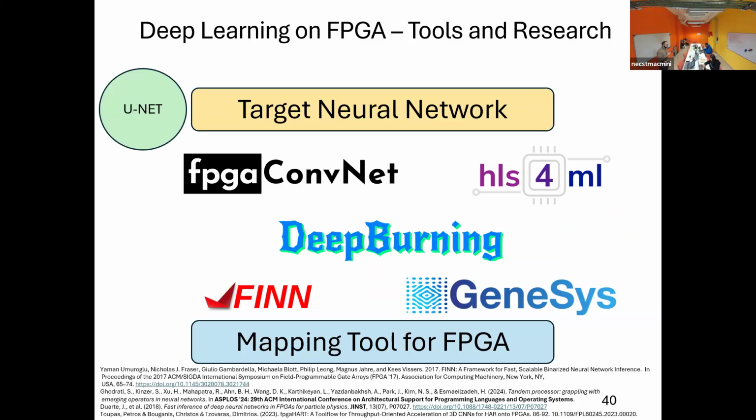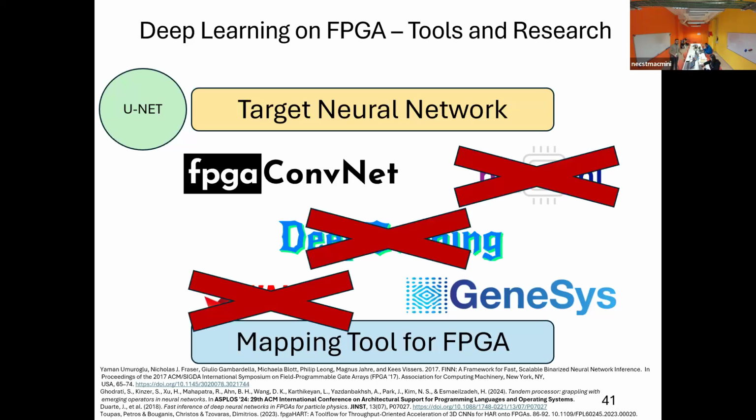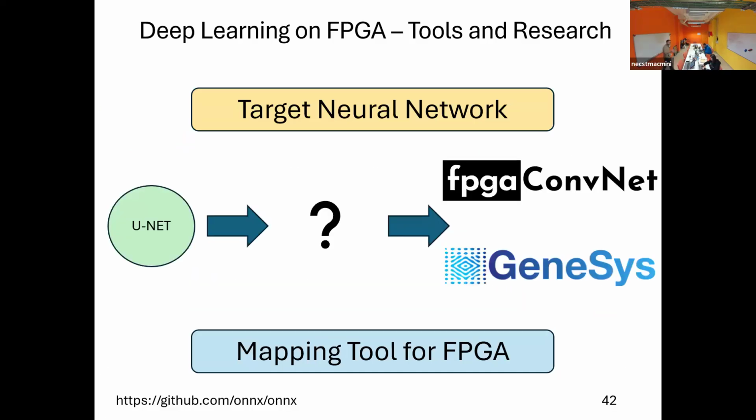Thus, my research now is deepening these tools to understand which one properly fits my tasks. And actually, I was already able to discard some of them, as, for example, HLS4ML has much more support for 2D cases than for 3D ones, while FINN mainly focuses on binary neural networks and still does not seem to have support for 3D networks. Thus, the idea today for my research is to map the UNet network on the FPGA through FPGA ConvNet or Genesis.